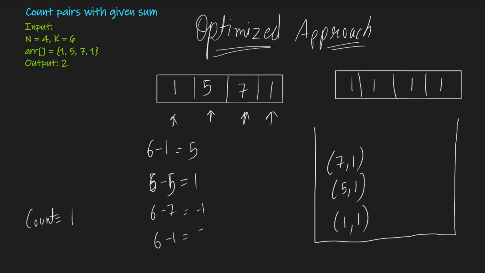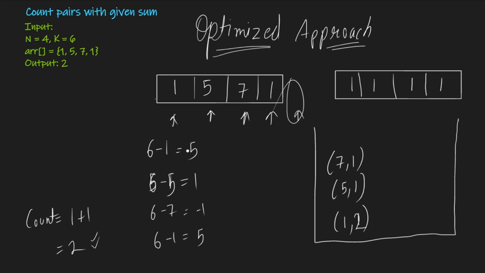And we got 1. 6 minus 1 equal to 5. We have a 5 here and the frequency of 5 is 1. So we are going to add 1 here. So we have a count of 2 and we are going to increase the frequency of 1 as we have encountered 1 here. So this will become 2 and we are out of bounds. The total answer is 2 here.